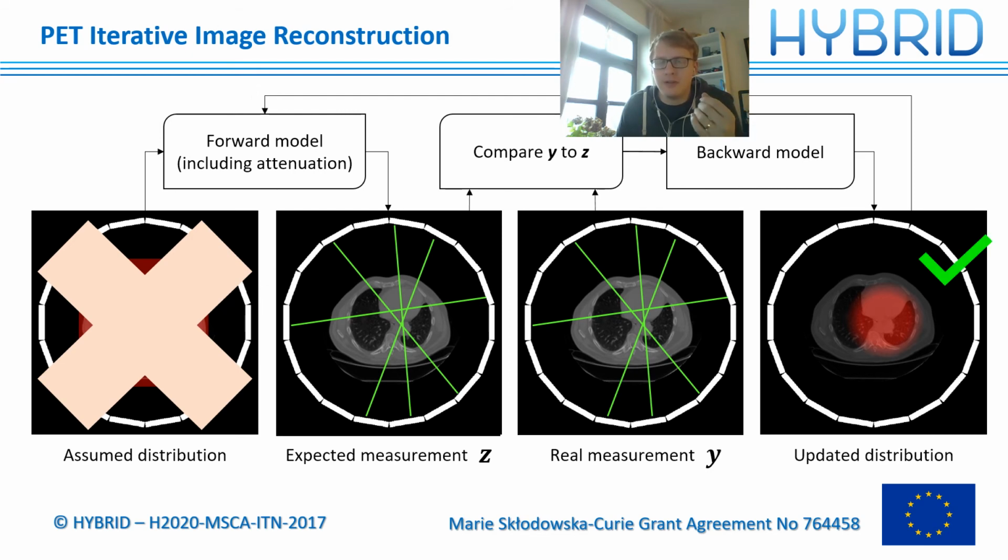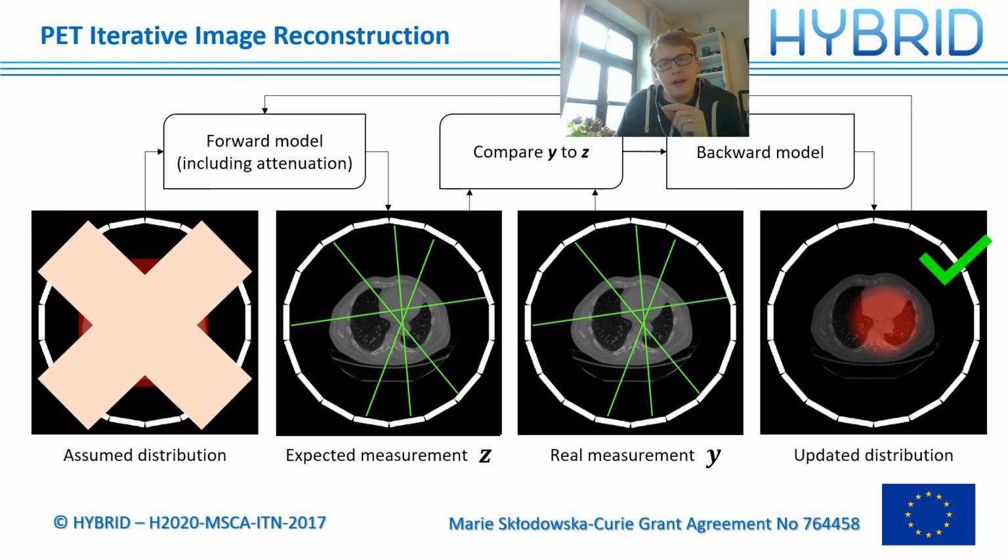And if those two are really similar, then we know this is a really good assumed distribution, which results in such a measurement. And despite sounding really complicated, this is giving you way less noise, and it is way better at handling scattered and random coincidences.